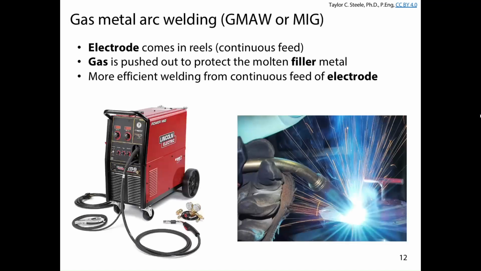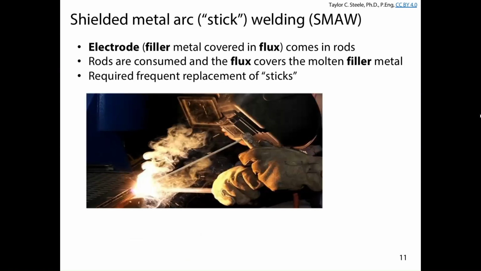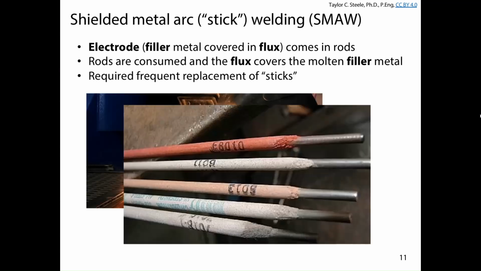So shielded metal arc welding is, whoops, what happened there? Here we go. Shielded metal arc welding is common for structural welds, though it tends to have its pros and cons. There are different kinds of electrodes.